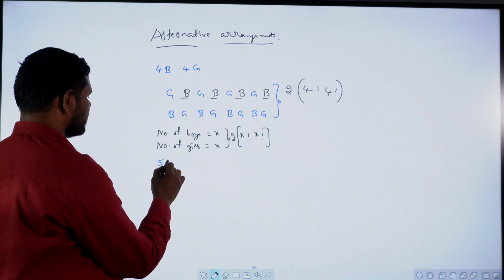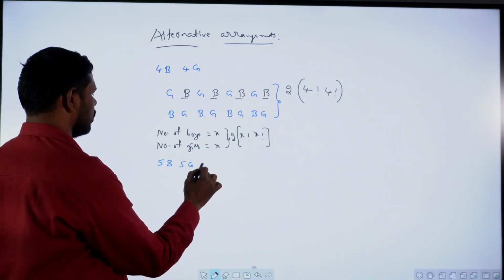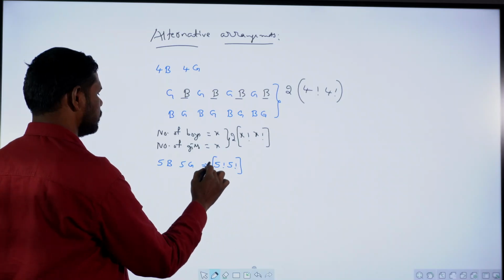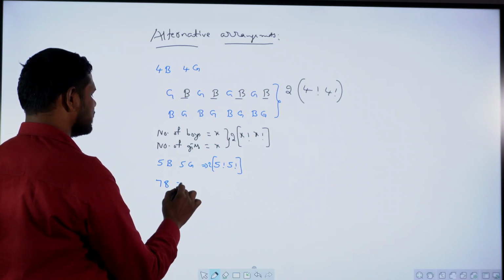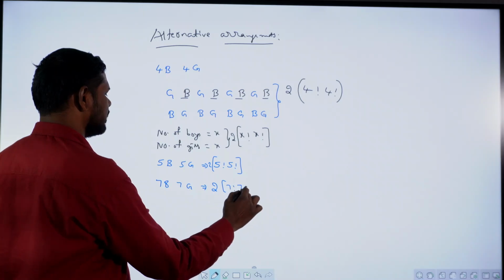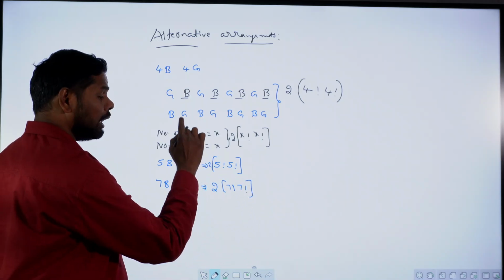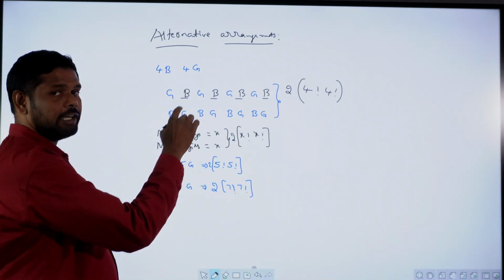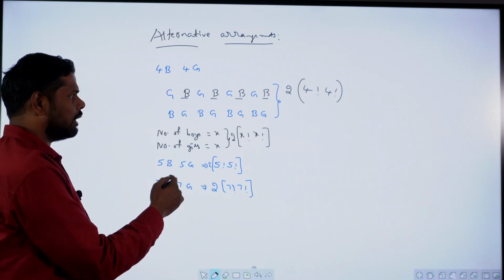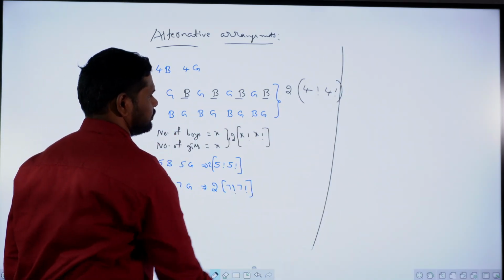Similarly, 5 boys, 5 girls are there. How many ways can we arrange them? 5 factorial into 5 factorial into 2. 7 boys and 7 girls: how many ways? 2 into 7 factorial into 7 factorial ways we can arrange them alternatively. Here alternatively means boy girl, or girl boy. With an equal number of girls and boys, it is very easy.